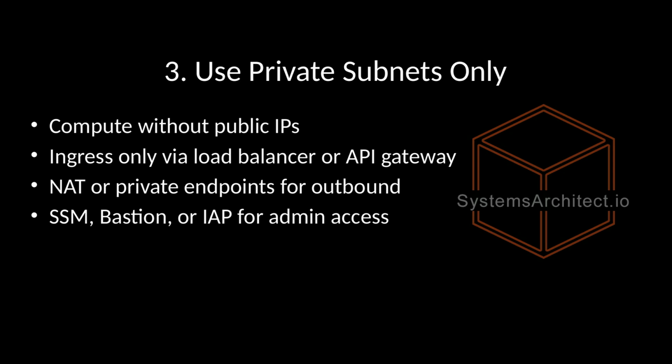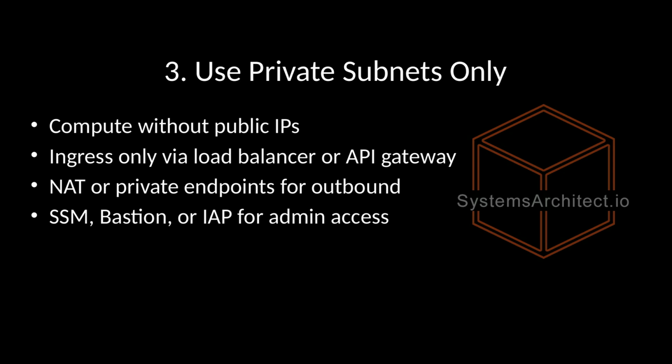Third, use private subnets only for compute. Put VMs, containers, and functions in private subnets. Only load balancers and API gateways belong in public subnets as controlled front doors. A public IP on compute is internet addressable forever, and one security group mistake becomes scanning and brute force.